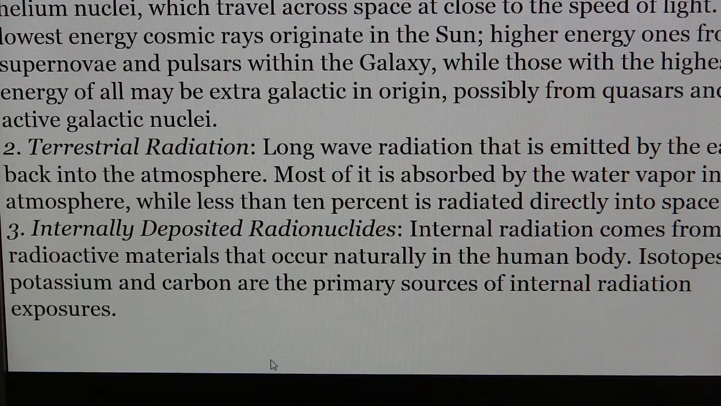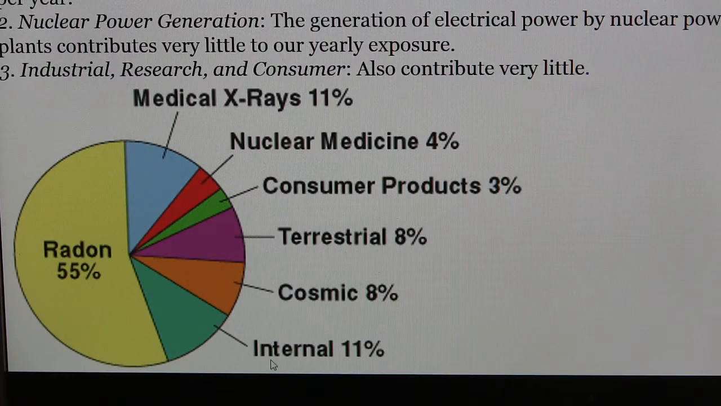Two more slides here and we'll finish up. Cosmic rays, terrestrial radiation, and internally deposited radionuclides. These are natural forms of environmental radiation. Cosmic rays come from outer space. Terrestrial radiation is long-wave radiation emitted from the Earth. And internally deposited radionuclides are internal radiation that comes from radioactive materials that occur naturally in the human body. Believe it or not, you're radioactive to some degree. So we have naturally occurring radiation in the environment around us, and we've got to take that into consideration as well.